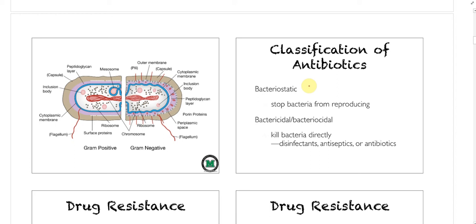So as we covered already, bacteriostatic stops from reproducing. They're static. They can't move, can't do anything beneficial. Bactericidal, they kill it.